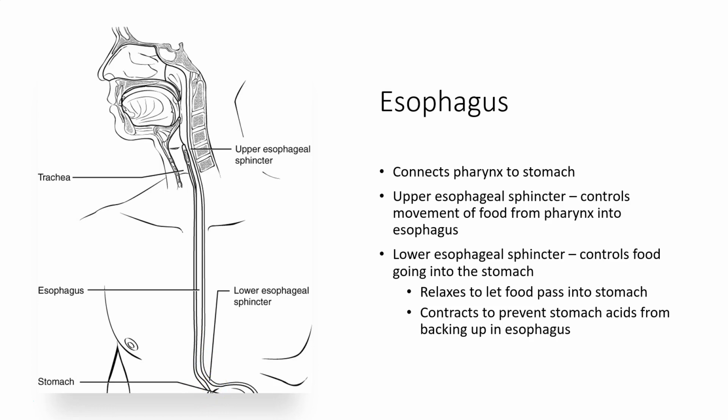The lower esophageal sphincter is relaxed when we need food to pass into the stomach. And it's contracted and closed after eating to prevent stomach acids from backing up into the esophagus. These stomach acids could be harmful for the esophagus, as the esophagus is not built to live in an acidic environment. Weakness of the lower esophageal sphincter, such that it will no longer prevent acids from backing up into the esophagus, is a cause of gastroesophageal reflux disease, also known as GERD or acid reflux.